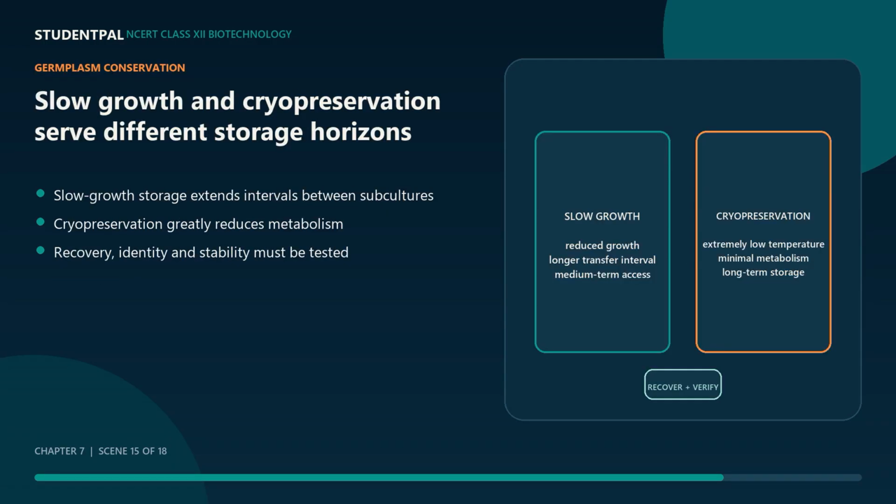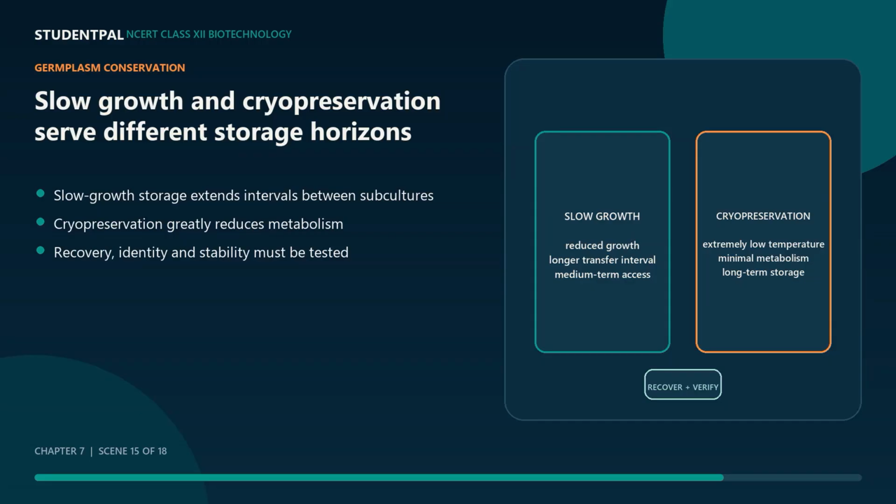In vitro germplasm conservation protects valuable genotypes, especially plants that are difficult to store as conventional seed or are maintained clonally. Slow growth storage adjusts temperature, light, nutrients, or osmotic conditions to reduce growth and lengthen the interval between transfers. It is useful for medium-term access, but still requires periodic monitoring.